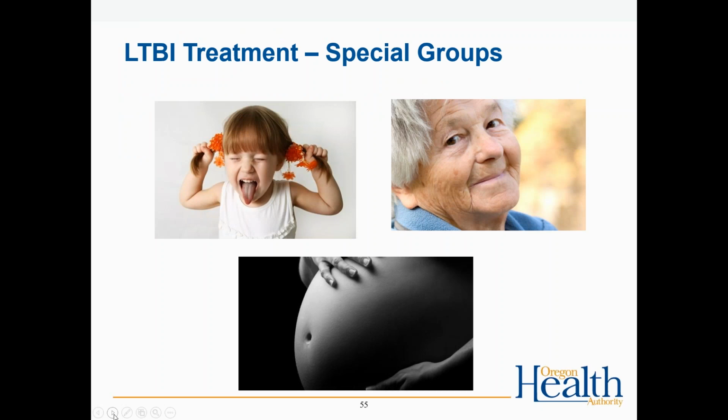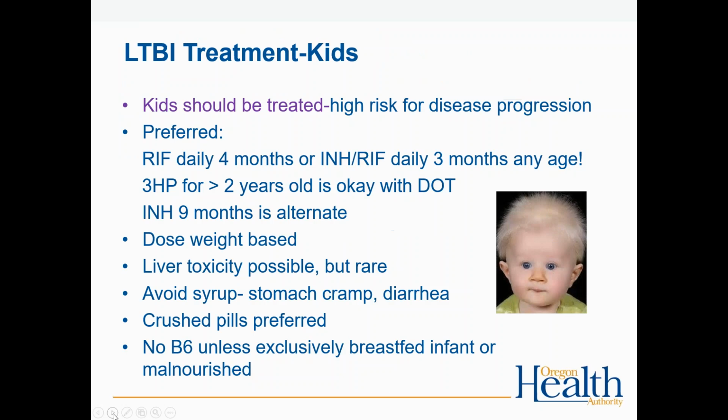All right, a little bit about LTBI treatment in some special populations. Do you want to run through these? Kids: the younger you are, the more likely you are to benefit from treatment, so we almost always treat kids. I mentioned the lady I started today. She started on 3HP or 12RP. We've got several acronyms, but it's the once weekly, 12 weeks isoniazid rifapentine regimen.